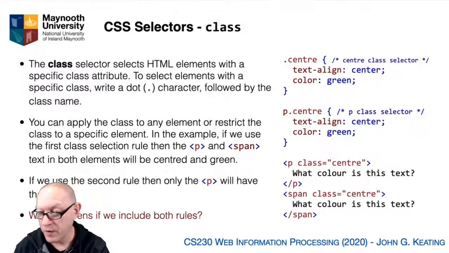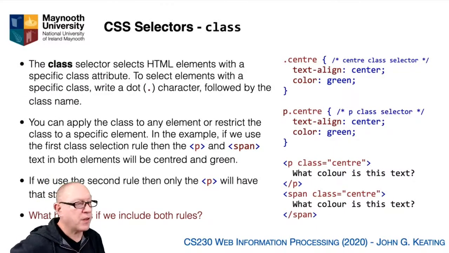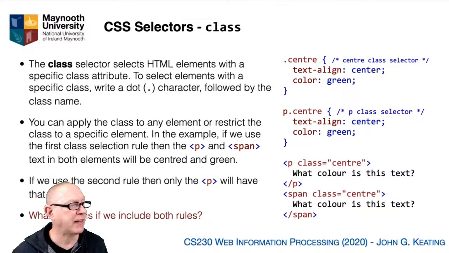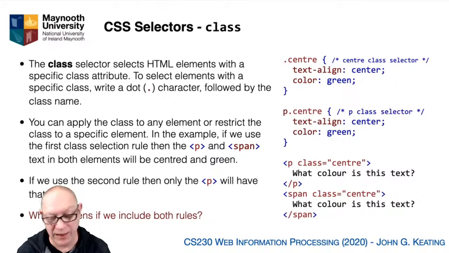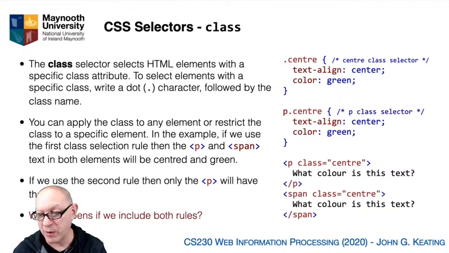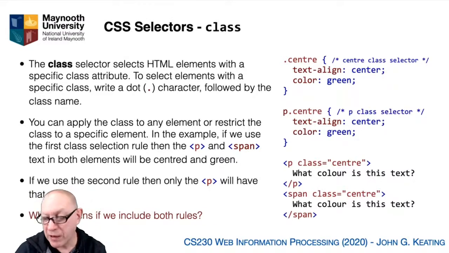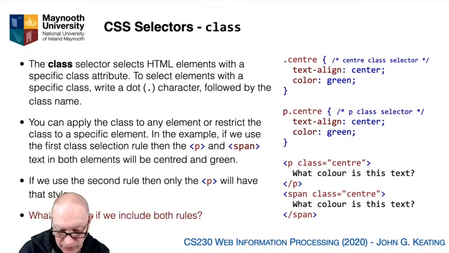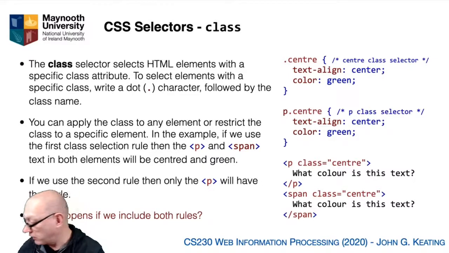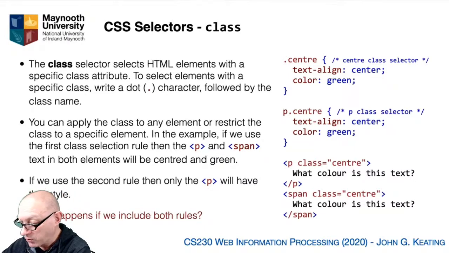Okay. So we can also select a class. Okay, so we can select the HTML elements that have a specific class attribute. And so to select an element with a specific class, we write a dot character followed by the class name. And you can apply that class to any element or restrict the class to a specific element. So if you look at the examples on the right-hand side, we use the first class selection rule, and then we use the P and span text in both elements. They'll be centered and green. If we use the second rule, then only the paragraphs will have that.